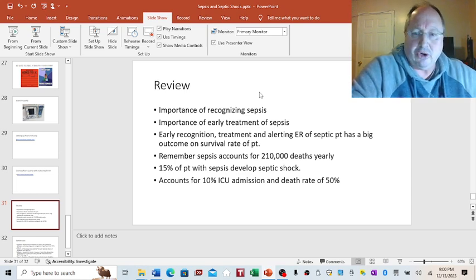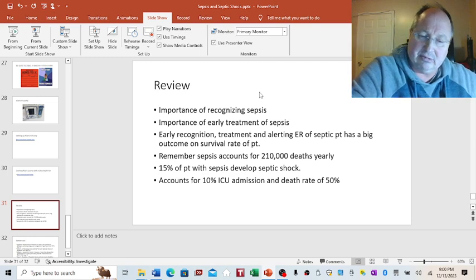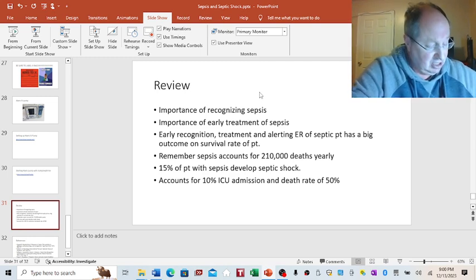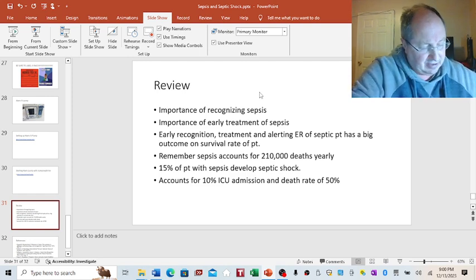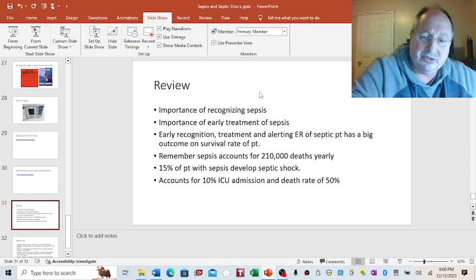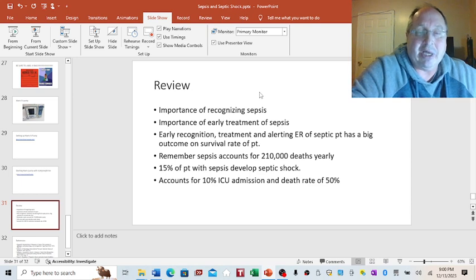Also alerting the ER early. Hey, you know what? We're bringing in a septic patient. They're finding that they're getting better outcomes on people that we have alerted them early that, hey, I highly think this is a septic patient. They got 3 of the 4 symptoms or serious criteria. I've started norepinephrine on them. All them things, it helps. They're finding better outcomes with these people. So just remember, there's roughly 210 people die yearly from sepsis.